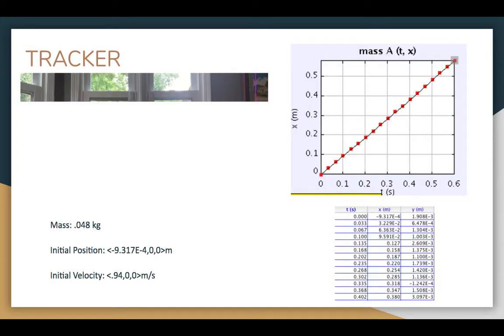So in Tracker, I took the mass of the ball and oriented the axis so that the ball moves in the positive x direction. In order to get velocity, it is always the change in x over the change in time, or the change in position over the change in time. So I took the initial position and the next position over the change in time and calculated its initial velocity. And we can see that it has a constant velocity because it moves the same distance over the same amount of time, which creates a constant slope.